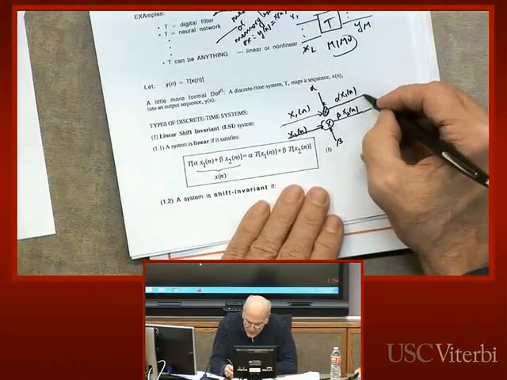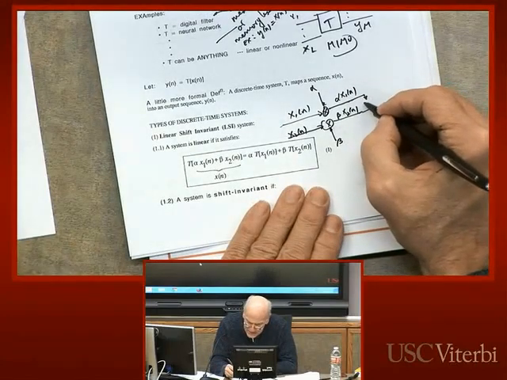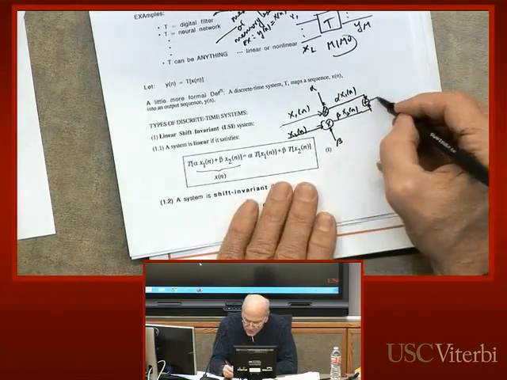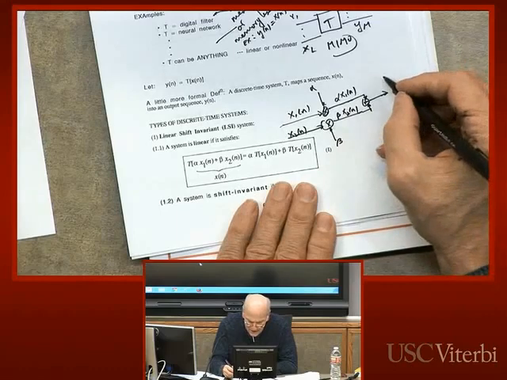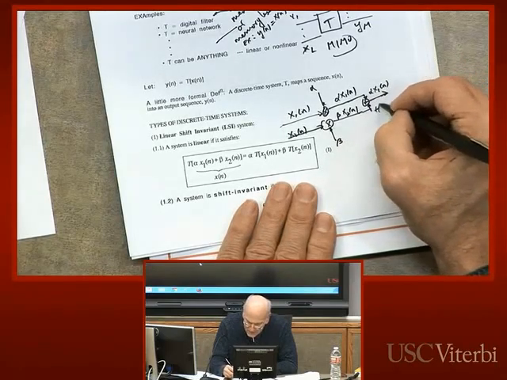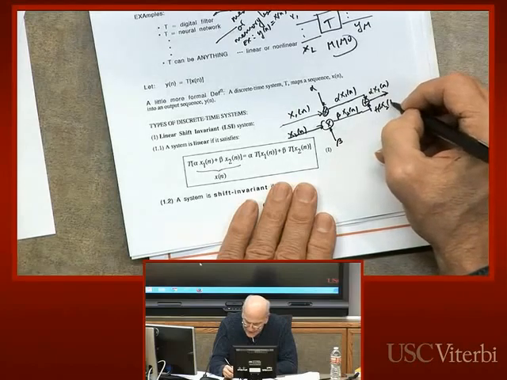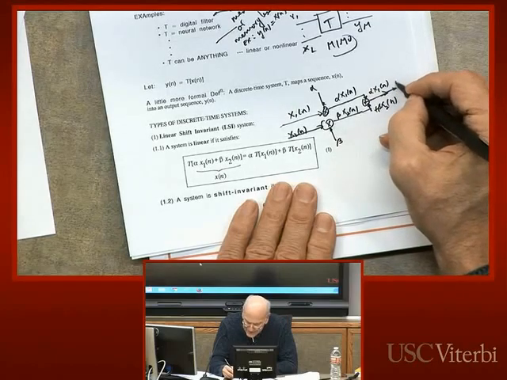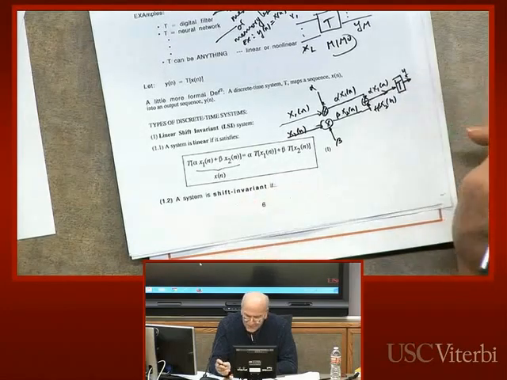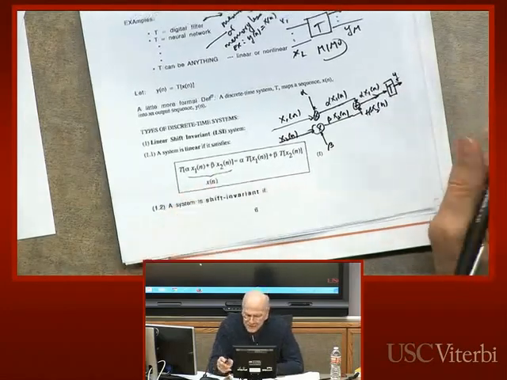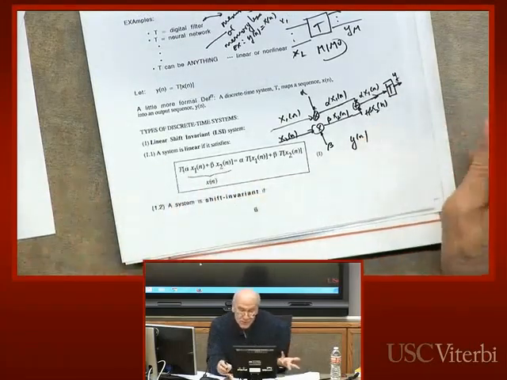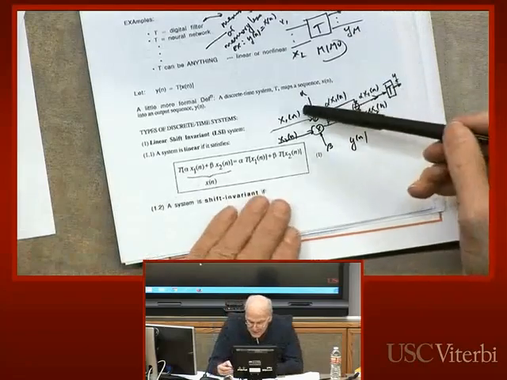Now what I do is I take both of these and put them into a summing junction to produce alpha x1 of n plus beta x2 of n. And now I feed that into a system T and output y. Well, what this says is that if the system is linear, and you happen to know what the response of the system is to x1.